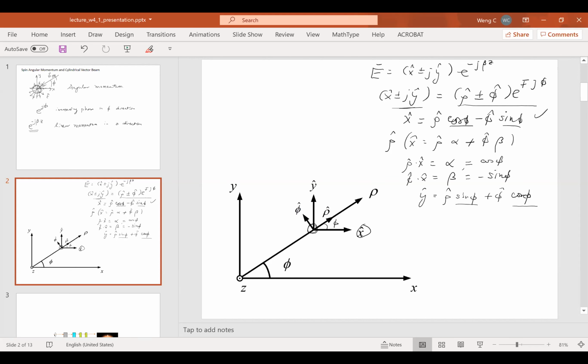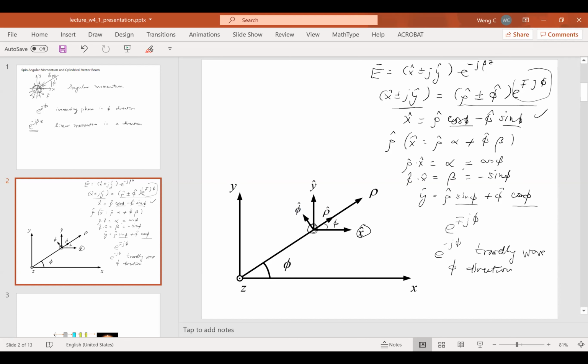You can combine cosine and sine into this exponential. You can combine the other cosine and sine into that exponential with a different sign. But what does this indicate? This essentially indicates that this is a traveling wave. e to the minus j phi is a traveling wave in the phi direction. Because it's a traveling wave in the phi direction, it has angular momentum.